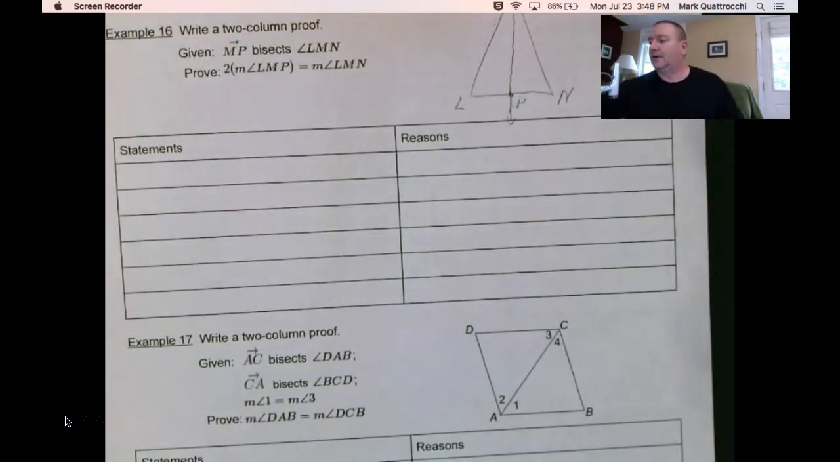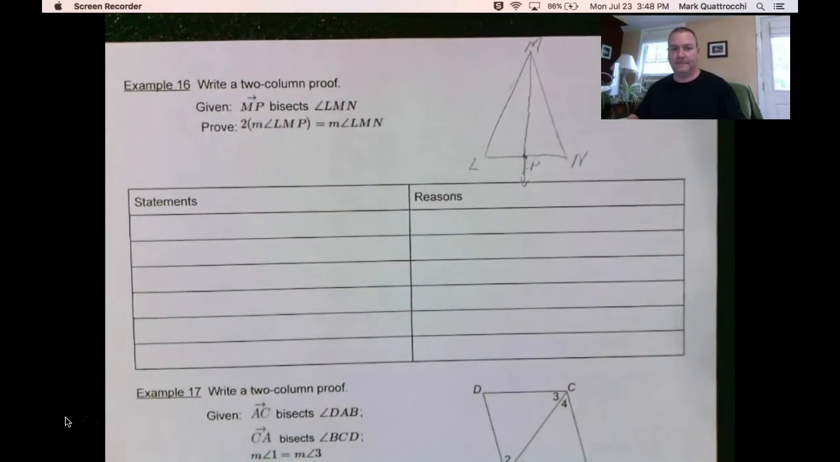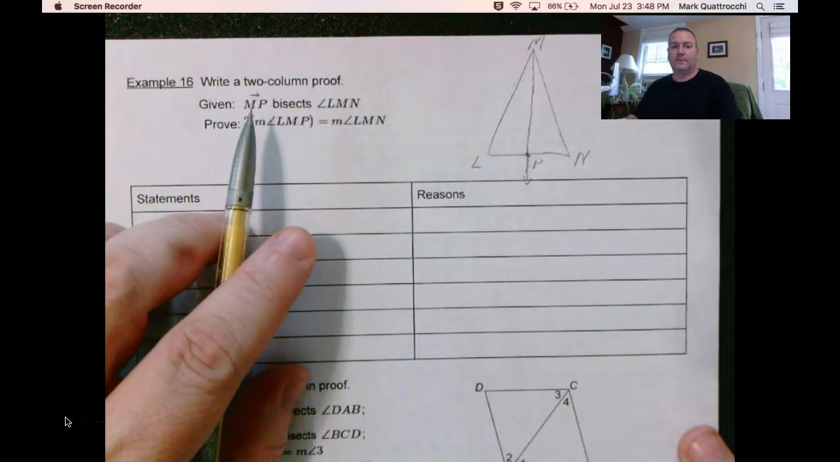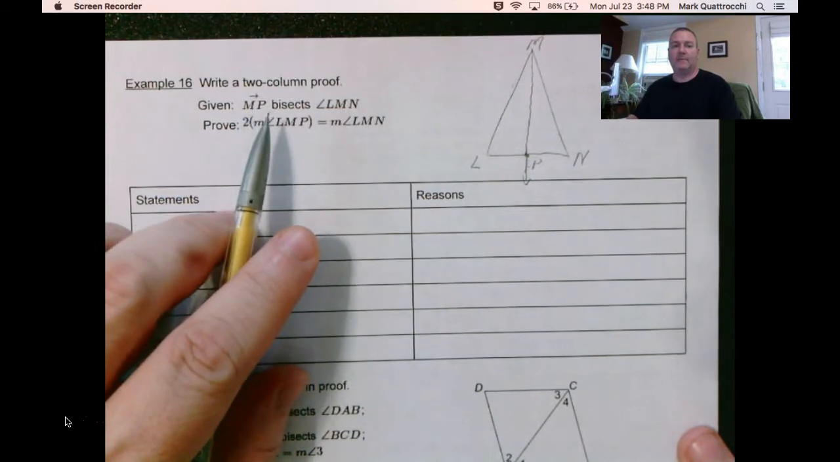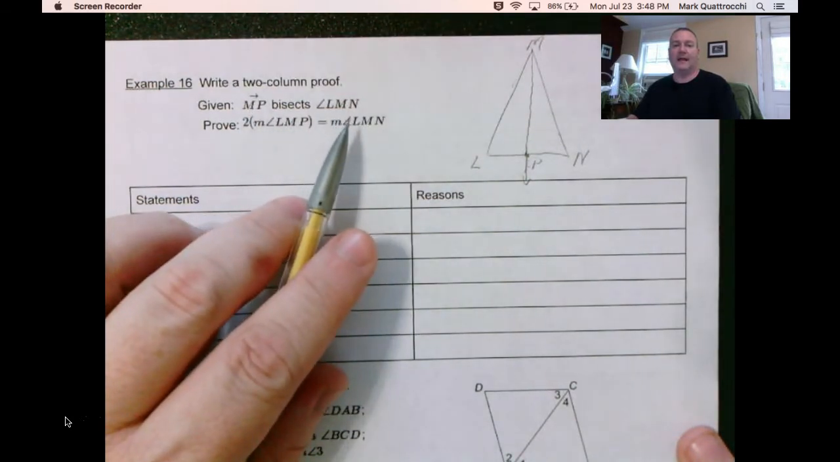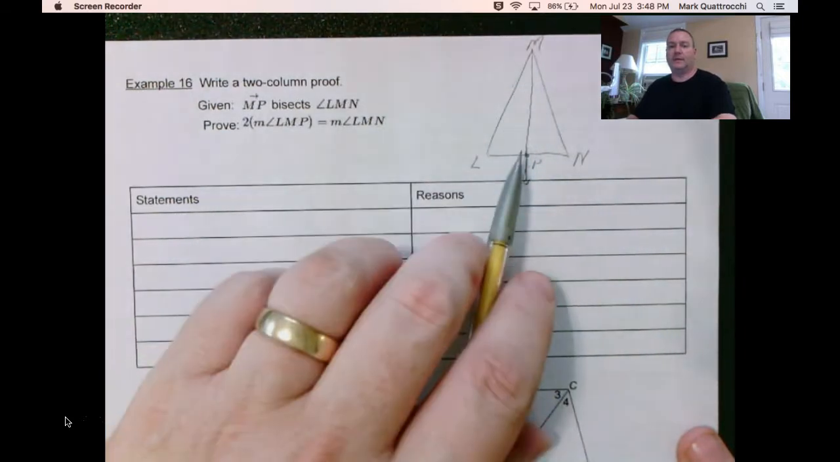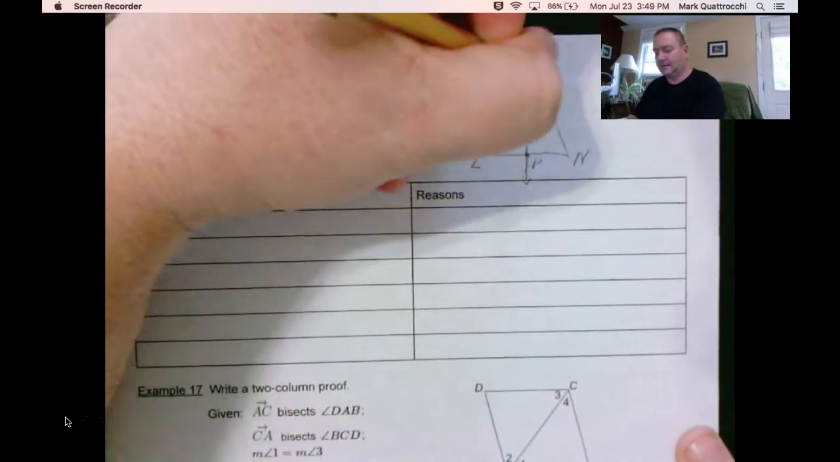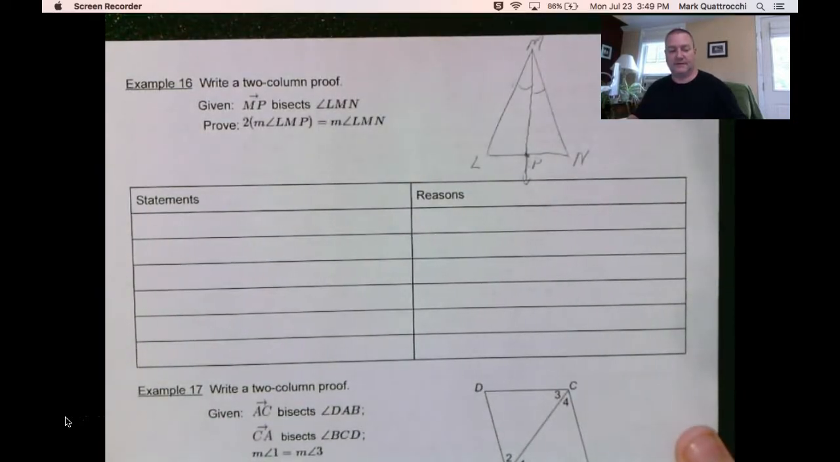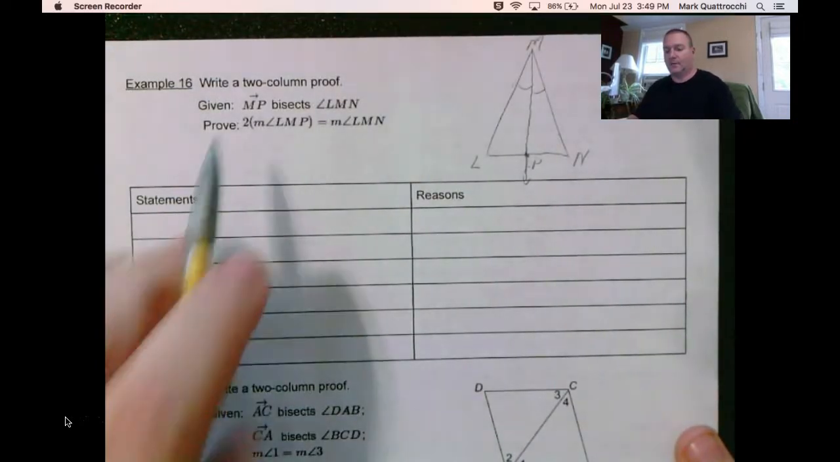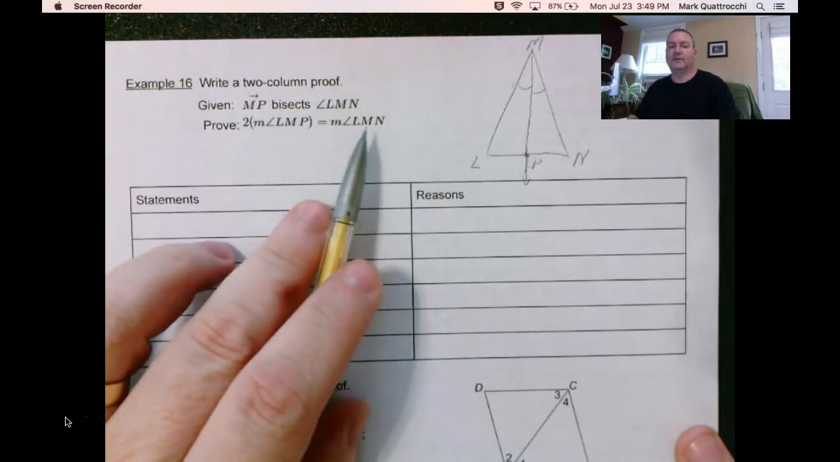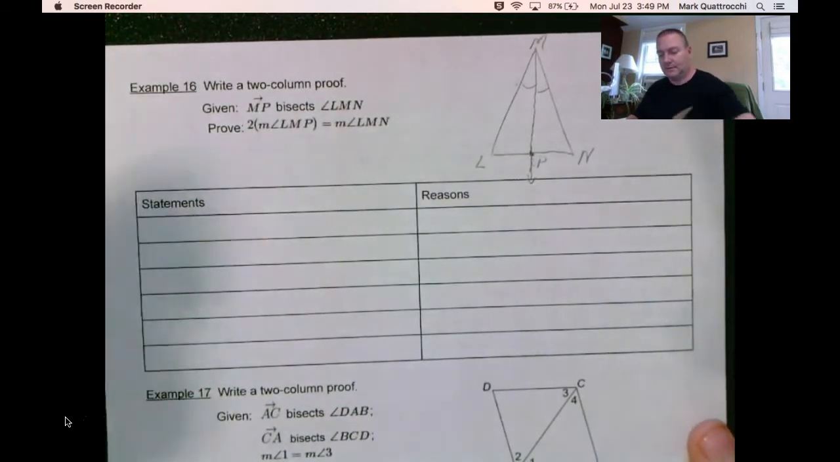Now for example 16, I apologize. Example 16 got cut off. The diagram got cut off, so I had to redraw it. Write a two-column proof. We're given that ray MP bisects angle LMN. So ray MP is bisecting angle LMN. What does that mean? It means that these two angles are congruent to each other. And our goal is to prove that 2 times the measure of angle LMP is equal to the measure of angle LMN.